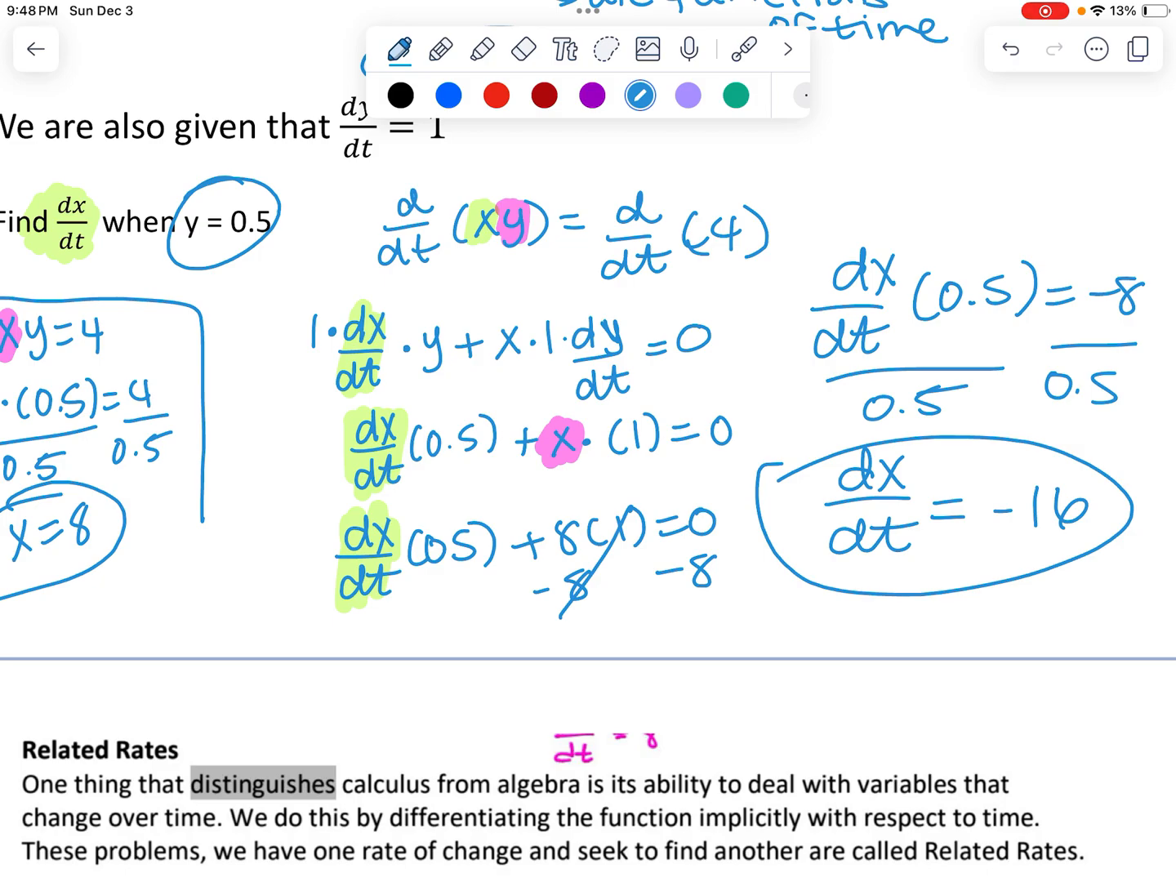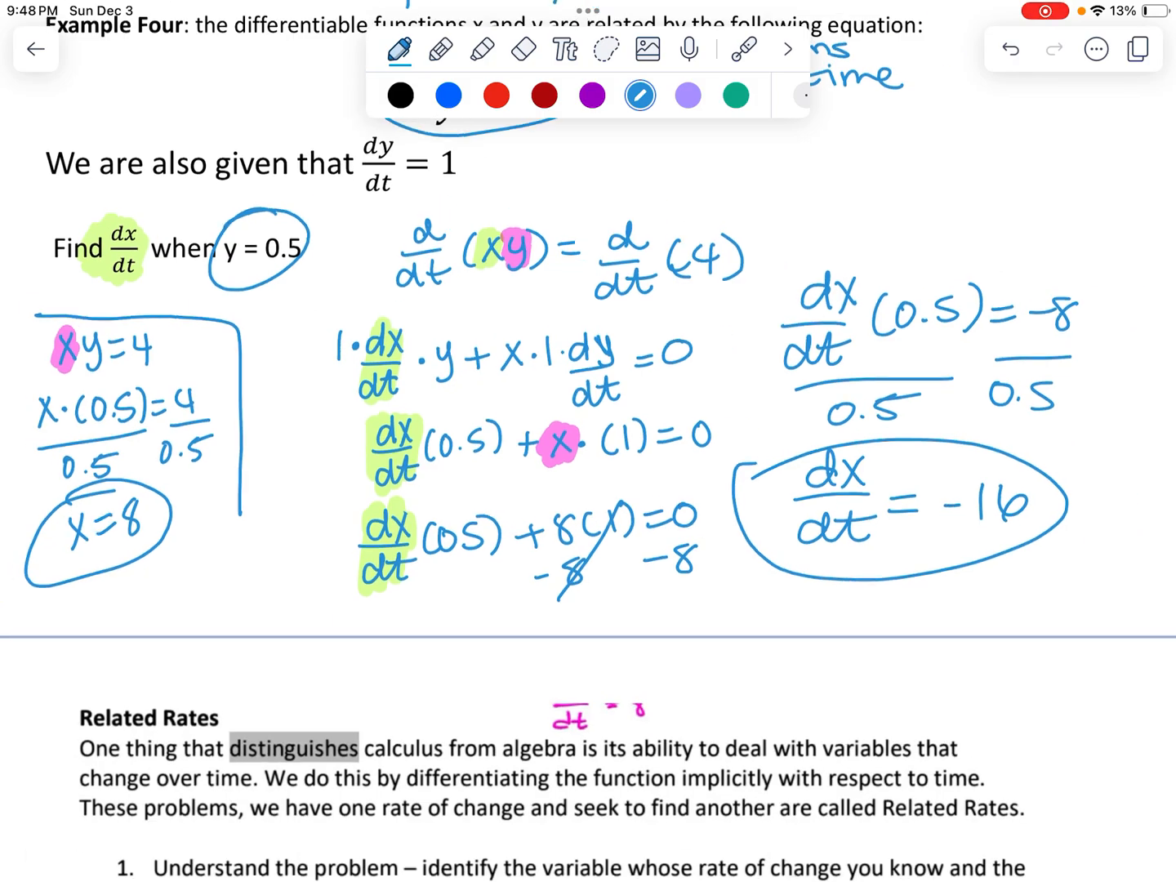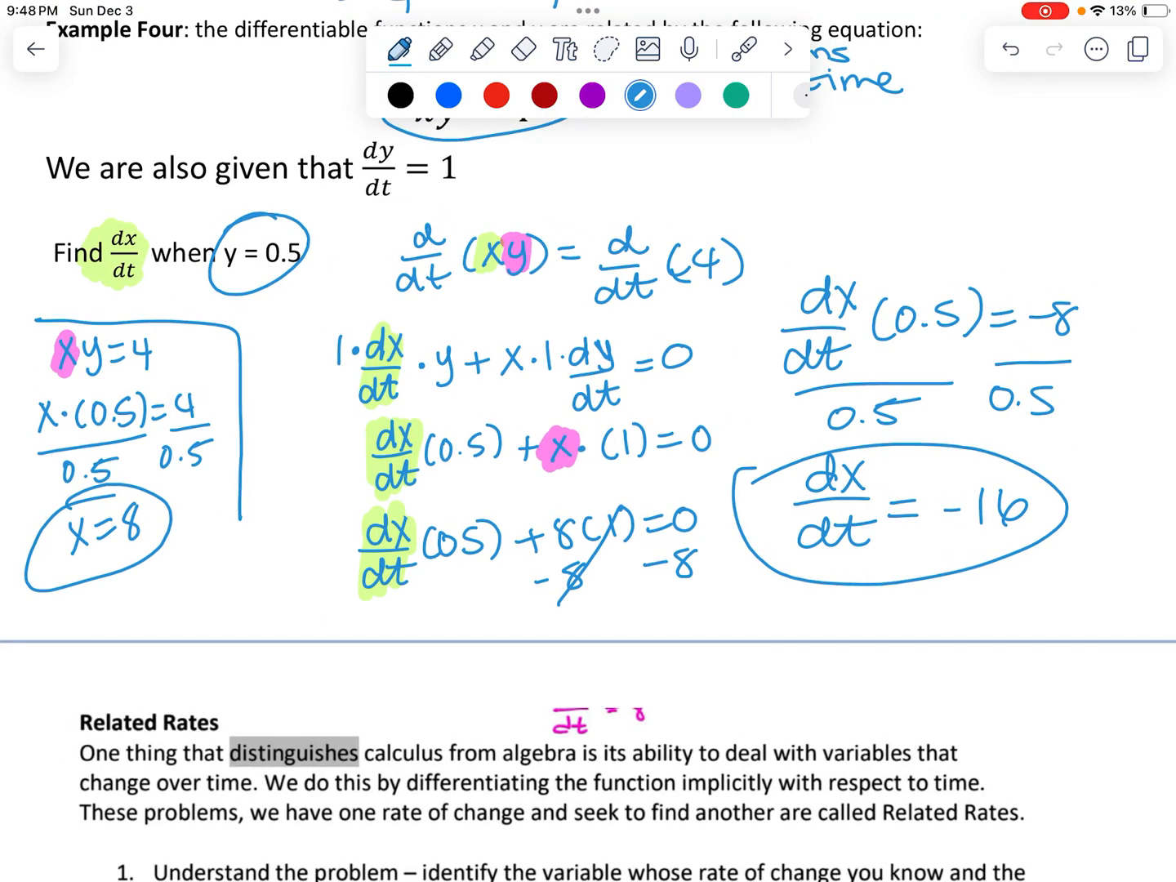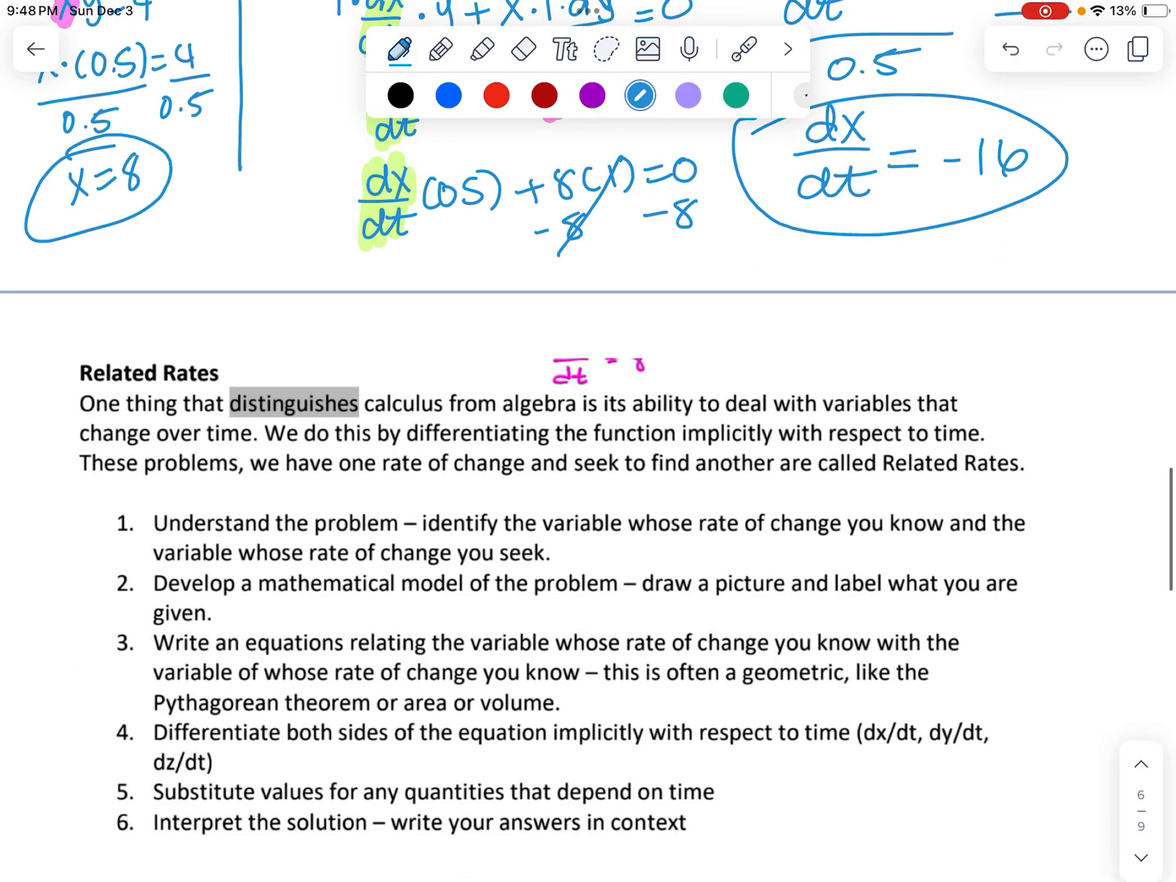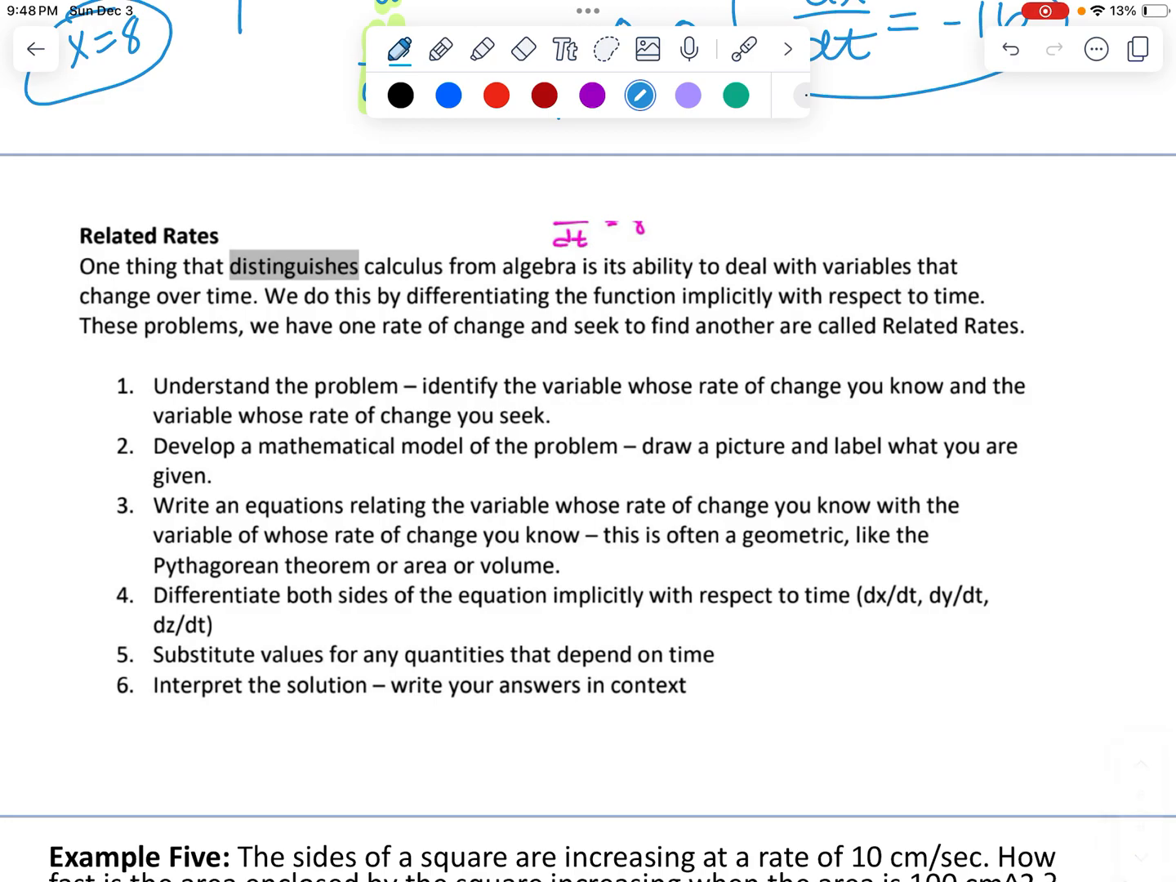Now we're going to go into some problems that connect why we have been learning implicit differentiation. Why did we do all these funky problems? It's because this can connect to real world skills, but we have to learn the skill before we can use it. So, related rates. I'm going to read this paragraph to you, but feel free to read it over and annotate it yourself.